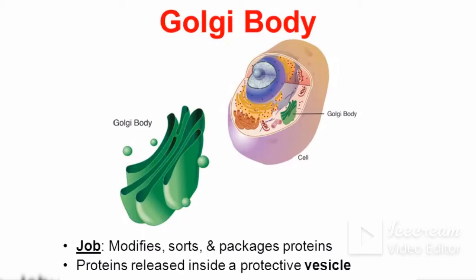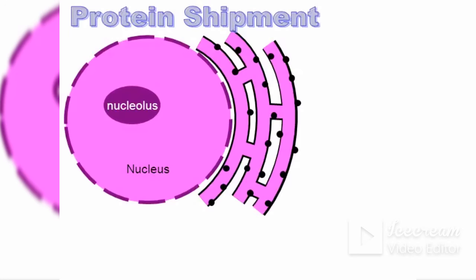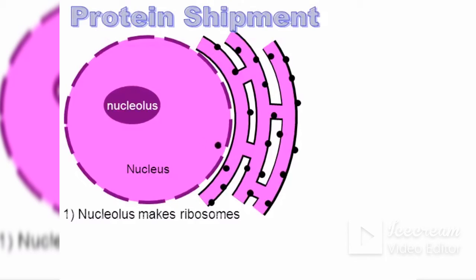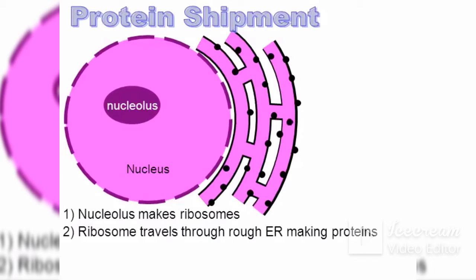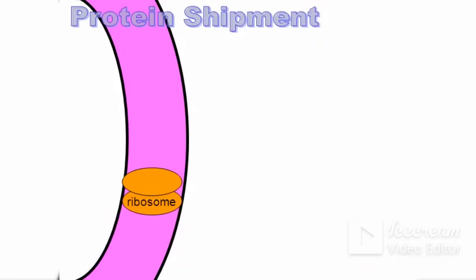Let's go ahead and review what we've learned really quick. When we look at the process of shipping out a protein, in our animation we can see the nucleolus releasing a black dot. That black dot represents a ribosome. So the nucleolus makes a ribosome. Notice that ribosome then travels through that rough ER, that system of tubes and tunnels. So the ribosome is traveling through the rough ER making a protein. Let's zoom on in for a closer look. So there's the ribosome.